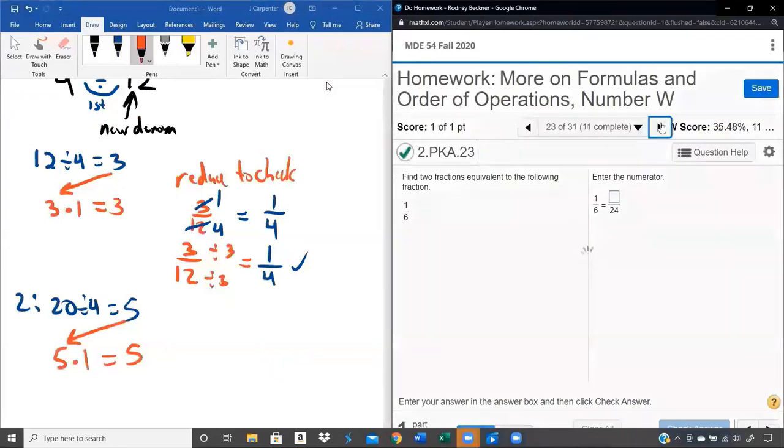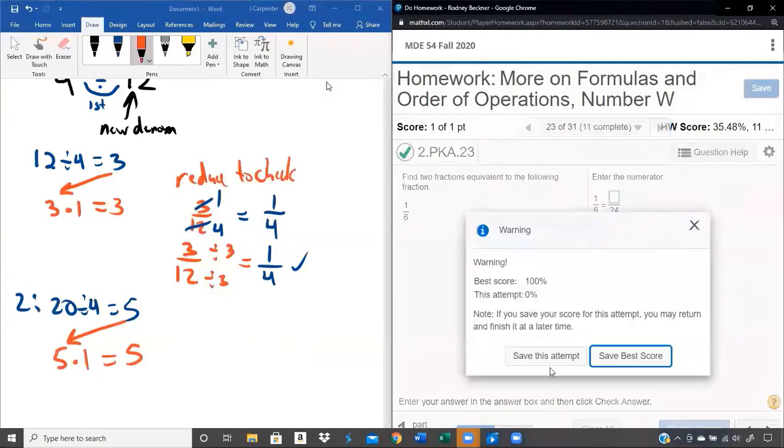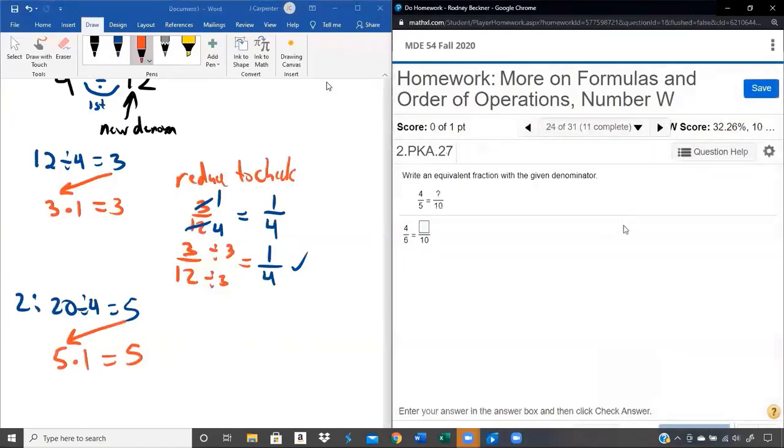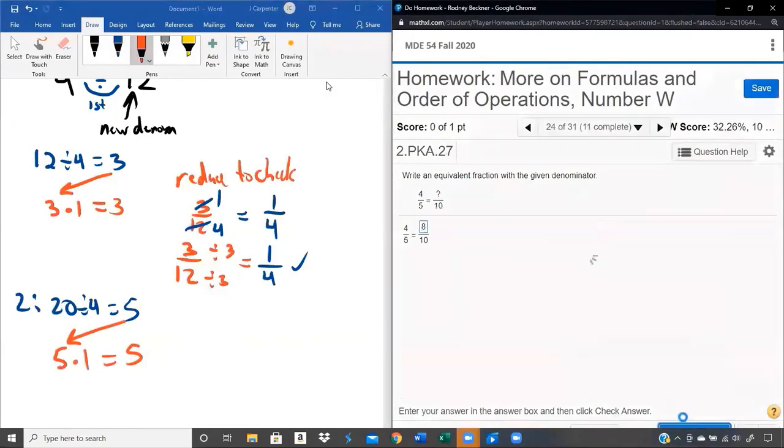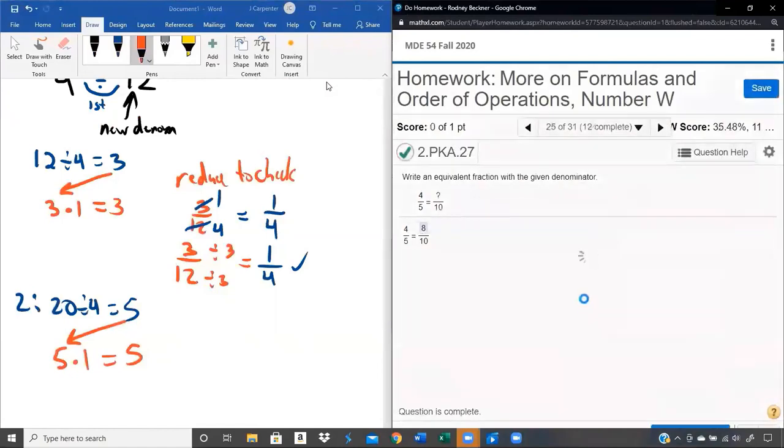This is the same problem, basically, but you might need more practice. So I gave two. Write an equivalent fraction. Same thing. 5 goes into 10 twice. 2 times 4 is 8. But there's only one of them, so I'll do this one. Divide and multiply. It's as easy as that. That's how you get an LCD.